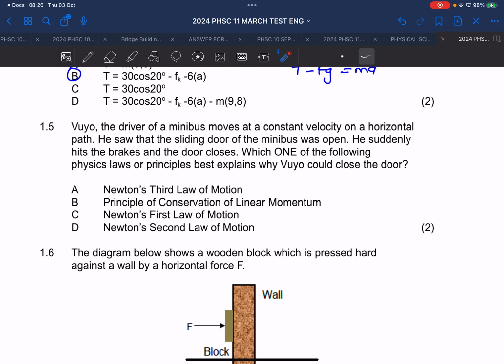Right. Or we said when you are in a car, in a minibus, driving at a constant speed and suddenly it brakes, what happens to your body? This. Right? So the same idea. Now it's not your body, now it's this door. So it goes, and it brakes, and it goes on the door. Which law is that?